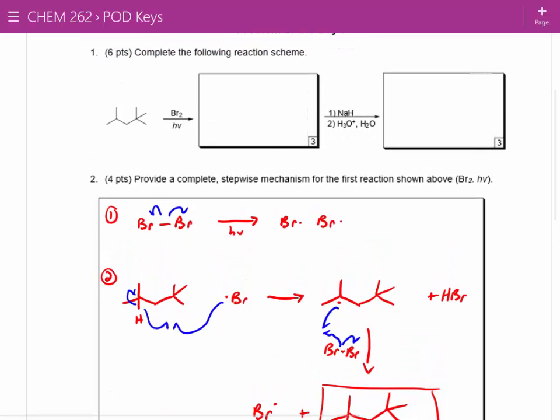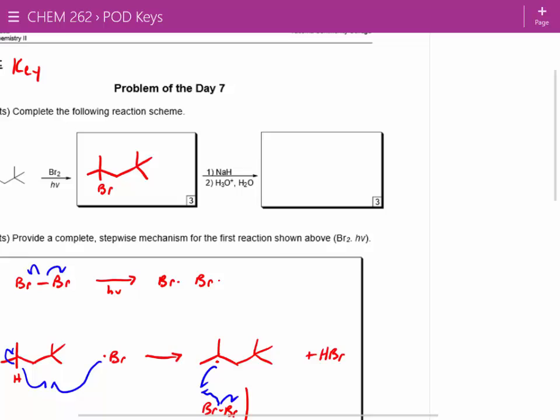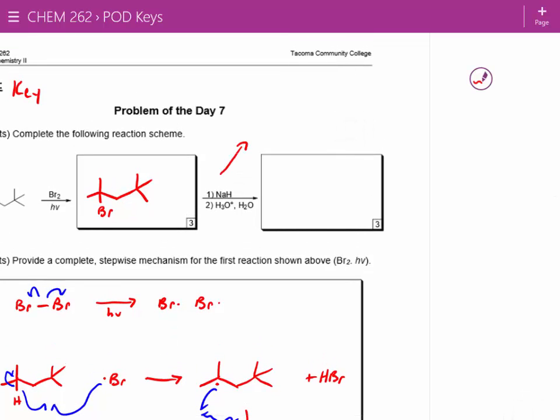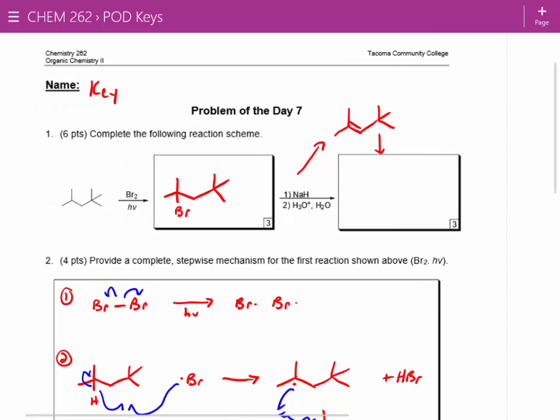All right, so we've got this top portion figured out. Now in this next step, we're reacting it with sodium hydride, which will favor an elimination reaction. And then we're doing acid catalyzed hydration. And will that favor the addition of an alcohol in the Markovnikov or anti-Markovnikov position? Markovnikov. And so now we're able to turn an alkane all the way into an alcohol.